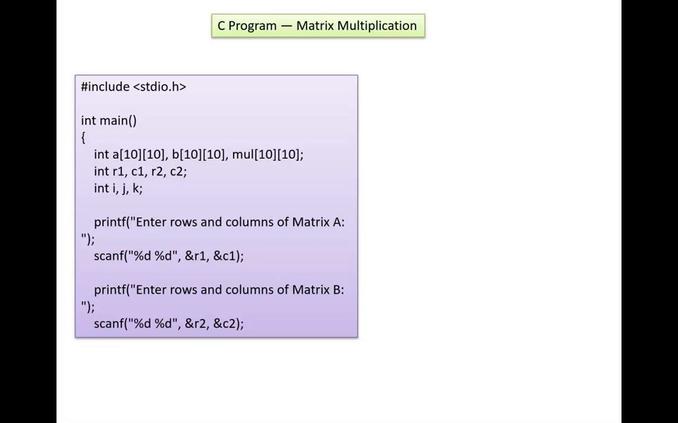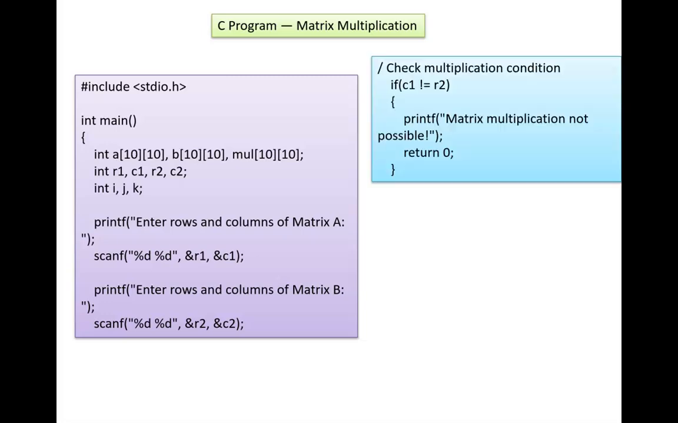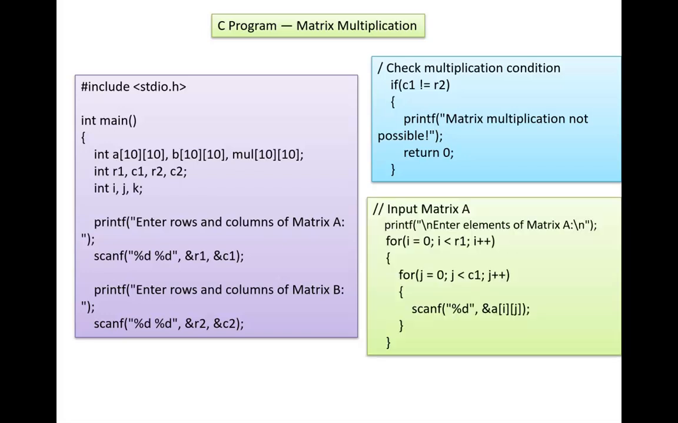Right. So my matrices are A, B and multiply, MUL. So I ask the user to enter the rows and columns of matrix A and matrix B. Right? Done. R1, C1 are rows and columns of matrix A and R2 and C2 are rows and columns of matrix B. Now I should check for the multiplication condition. If C1 is not equal to R2, I cannot do matrix multiplication. I cannot even write my program. So if C1 is equal to R2, now I input the elements for matrix A.